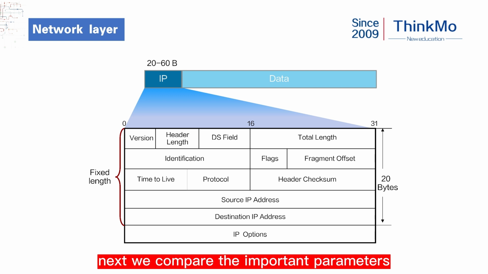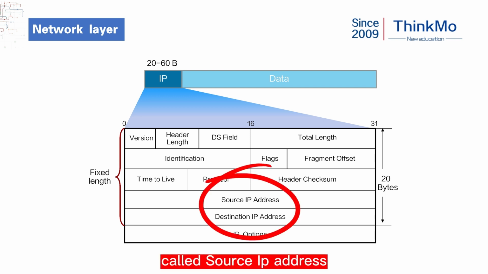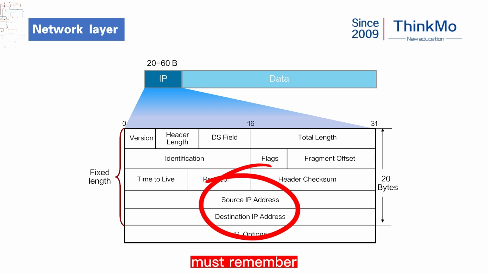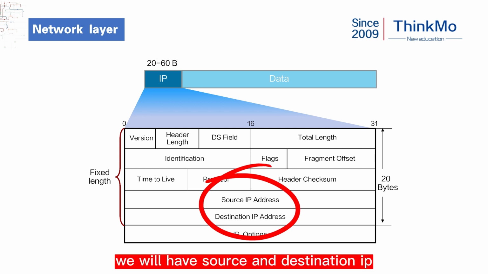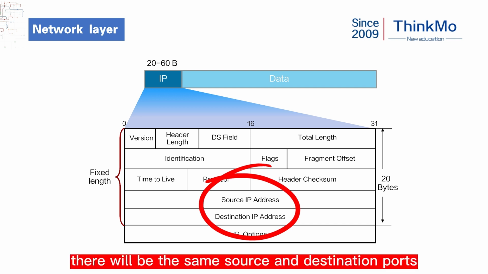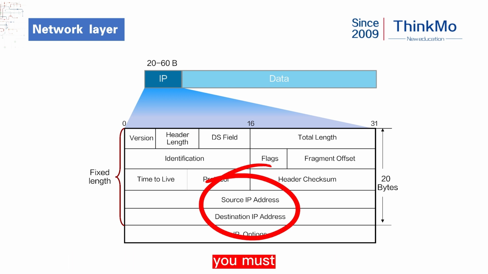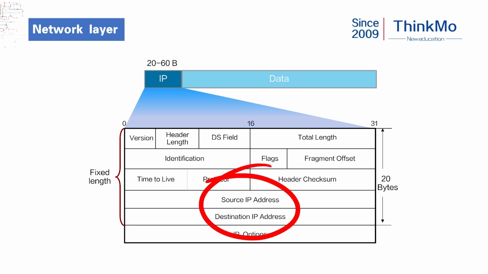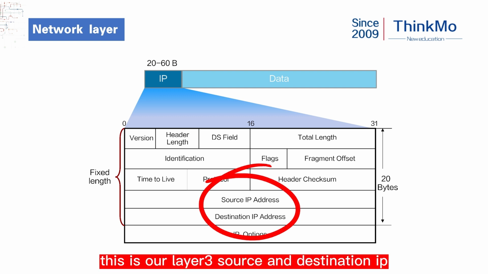Next we come to the important parameters, called source IP address and destination IP address. These are the 2 key parameters of our 3 layers. Must remember, we will have source and destination IP when we encapsulate at 3 layers. It's like when we encapsulate at 4 layers, there will be source and destination ports. You must remember the most core parameters of each layer. Layer 4 source and destination ports are its core. Layer 3 source and destination IP is its core.